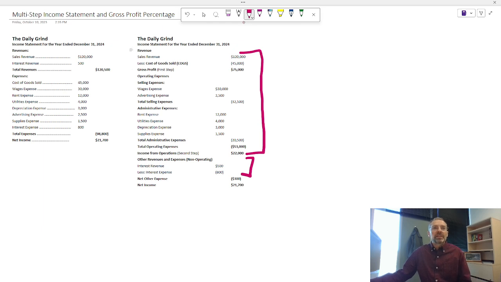All of our operating stuff is now going to be broken down into small categories. The first category is up here. We're going to start with our revenue. So we have our sales revenue. What did we charge our customers? How much did those goods cost us? So we subtract our cost of goods sold to get to our gross profit.